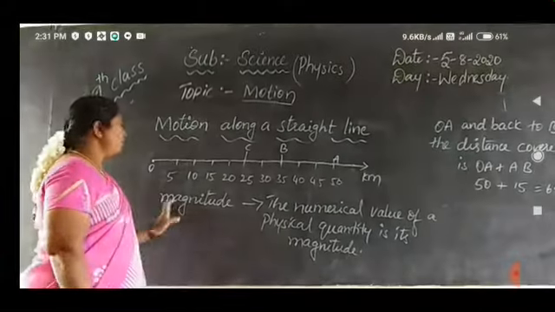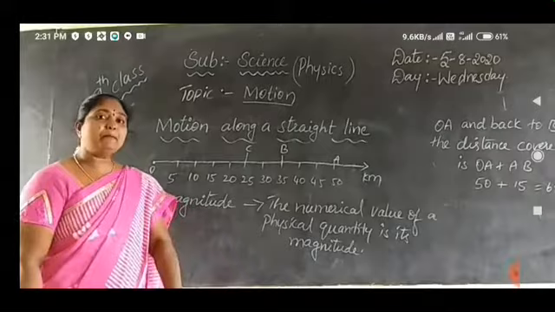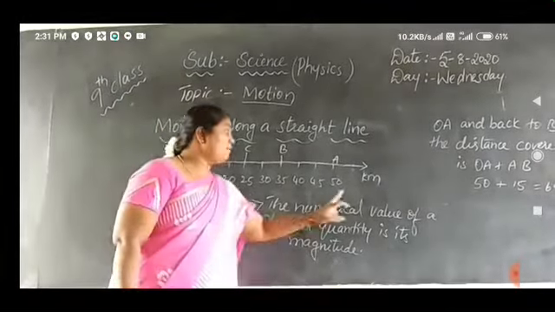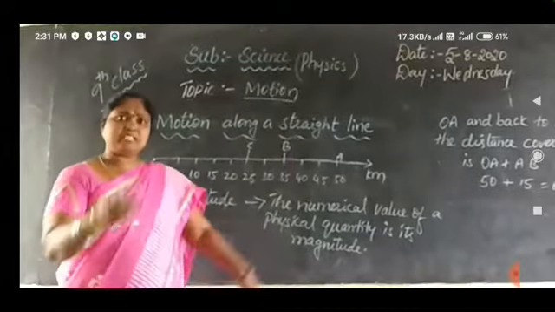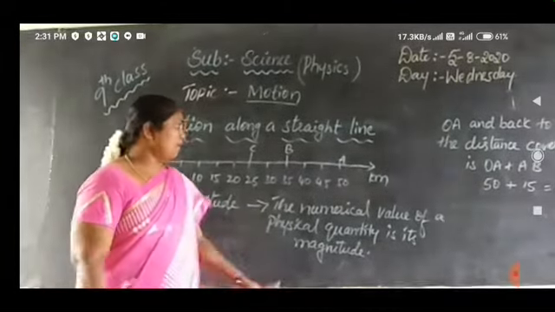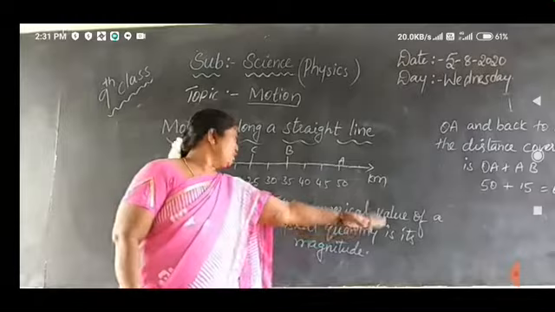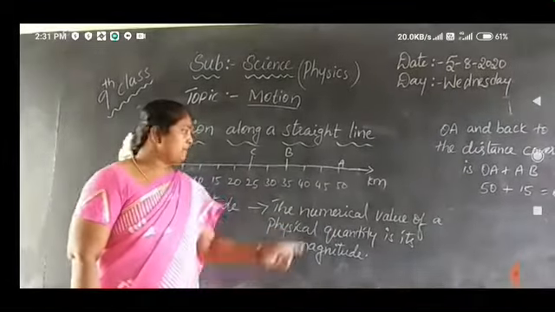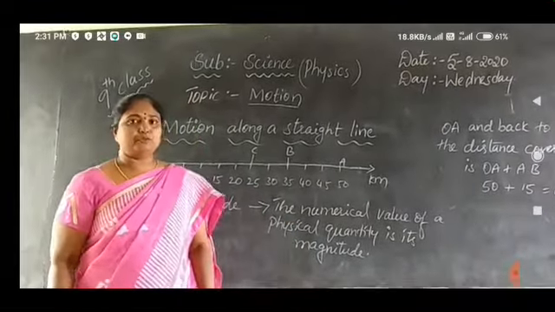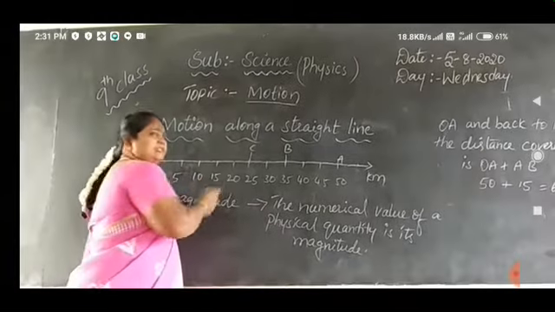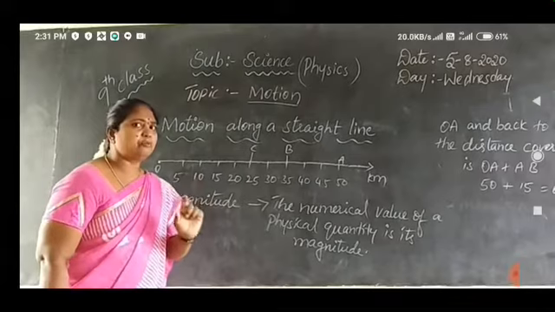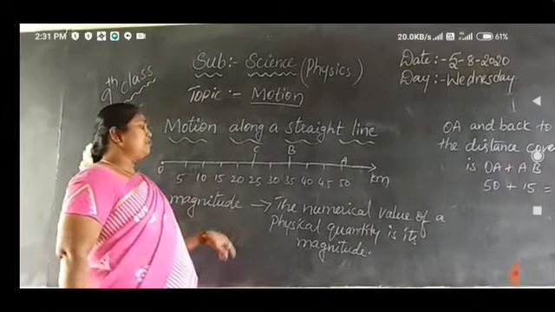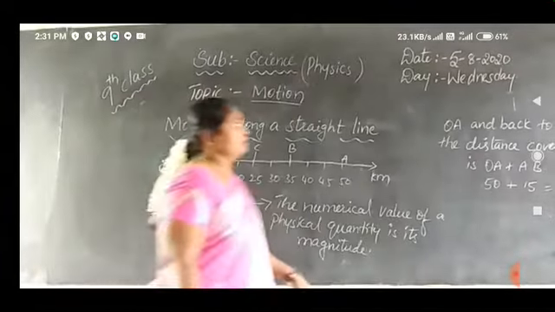Now let me go for magnitude. What do you mean by magnitude? The numerical value. Numerical values are like 20, 25, 30, 35. This is called the numerical value. The numerical value of a physical quantity is its magnitude. So maybe it is 20 or 25, 30. One numerical value it should be. That numerical value we call the magnitude.